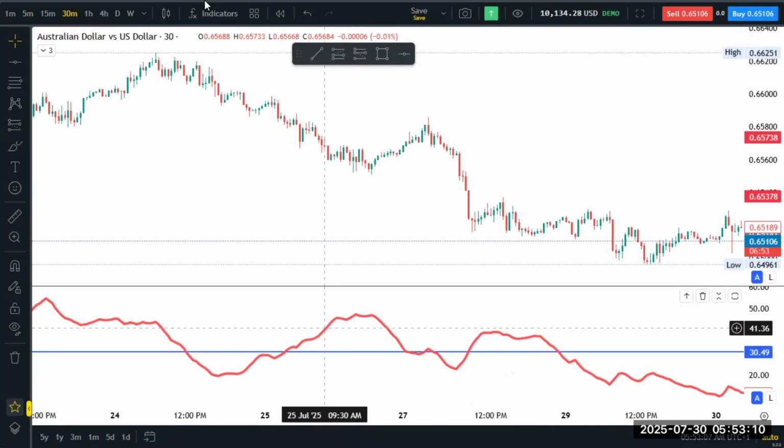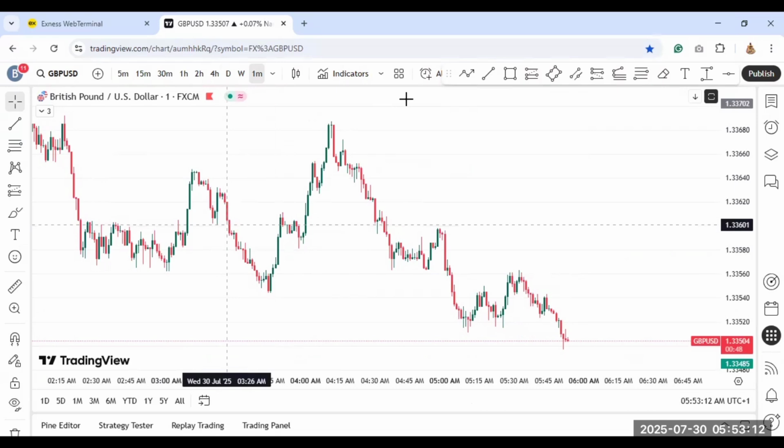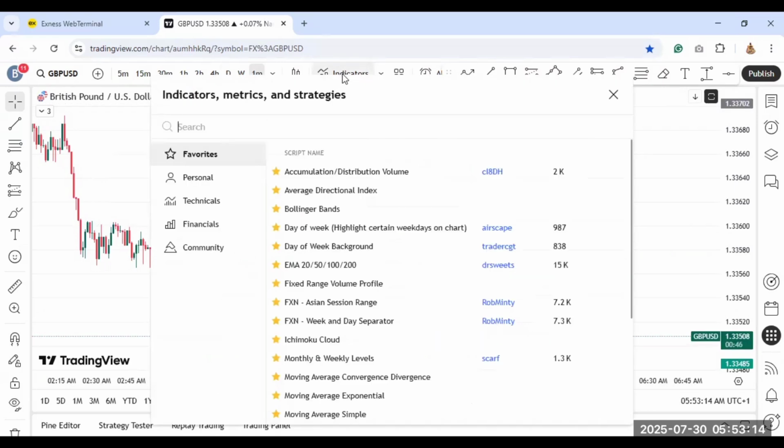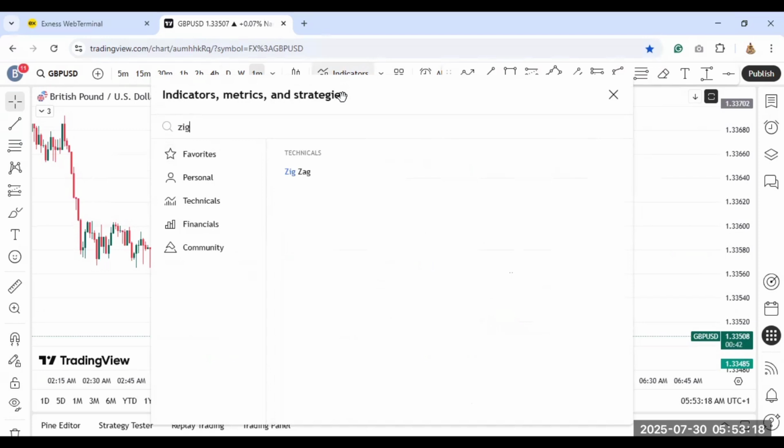The second indicator that you need to avoid is, go to your indicators, the same TradingView, and type ZigZag.